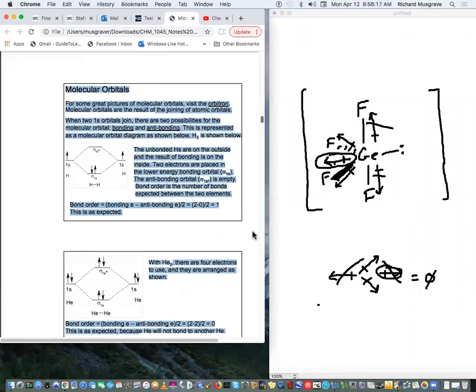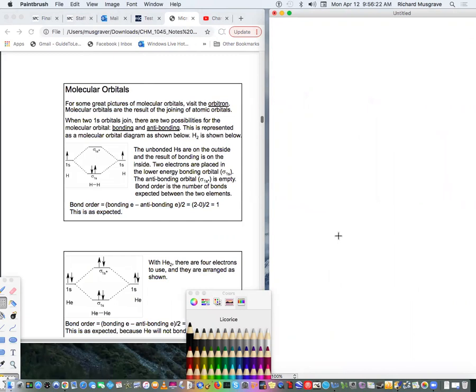This is into the realm of molecular orbitals. These are combinations of atomic orbitals. What we're looking at here is what happens when we take the electrons from atomic orbitals and combine them together to give compounds. So let's take this one step at a time.